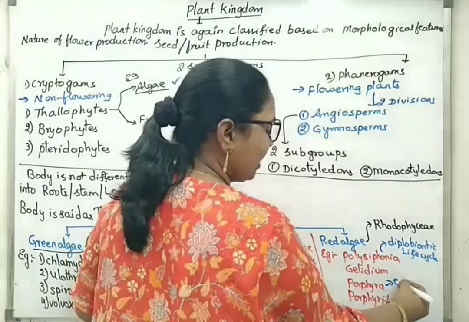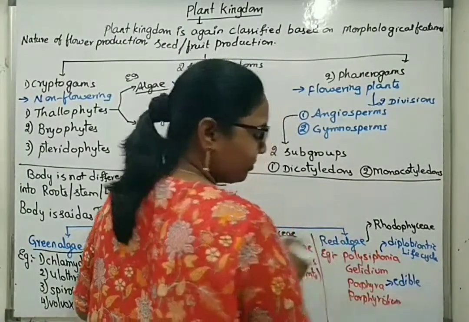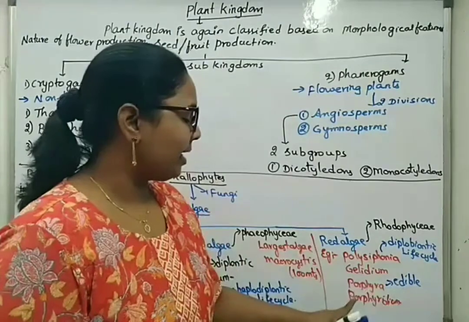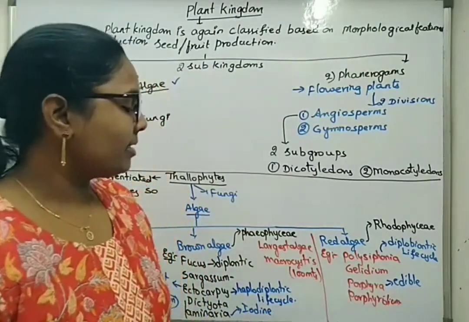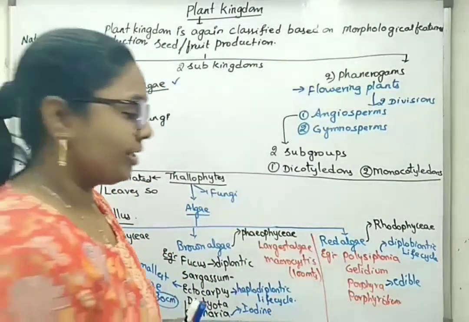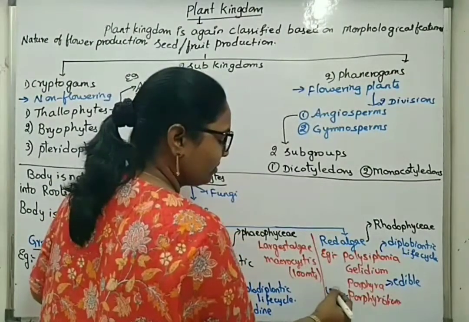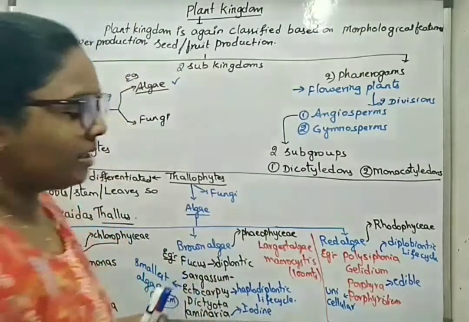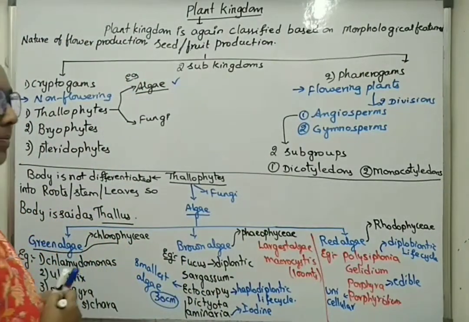Porphyridium is edible algae. Next, Porphyra is edible algae. Porphyridium is said to be unicellular in nature. So these are a few examples.